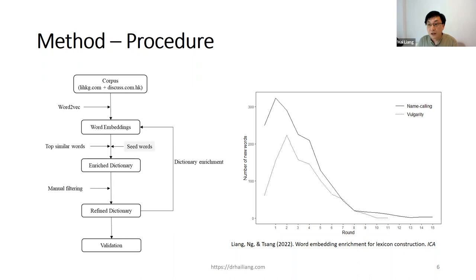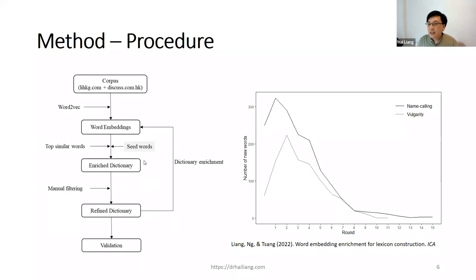So why do we need to manually filter? For example, some keywords are quite similar according to the similarity score, but sometimes they mean other things. So we also need to manually filter out some words and keep the rest. We use this way to refine the dictionary, and now we get some new words in addition to the seed words from the first round. Then we repeat this process to find the top similar words of the new words. You iterate this process many times until you cannot find any new words, and finally you can do the validation. Now you have a relatively comprehensive dictionary.